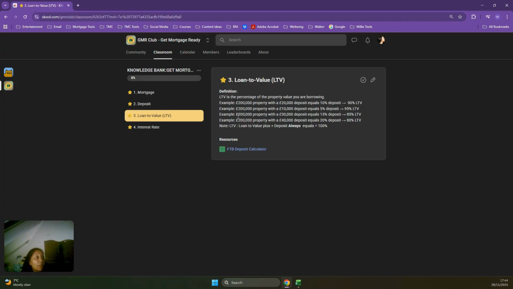If, for example, the property again was 200,000 and the deposit for that property was 30,000, that would equal a 15% deposit, which would be an 85% loan to value. So the loan to value plus the deposit always equals 100%. Now I'm going to show you the first time buyer deposit calculator.